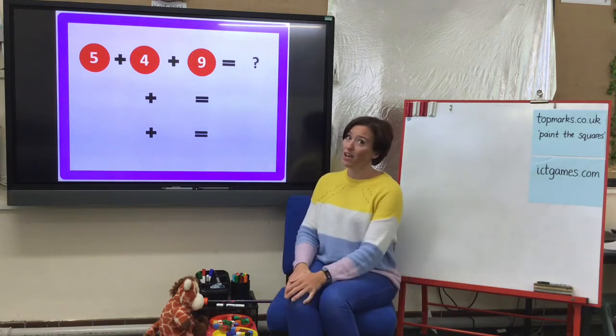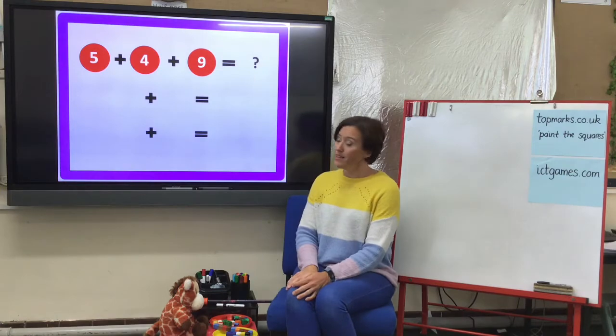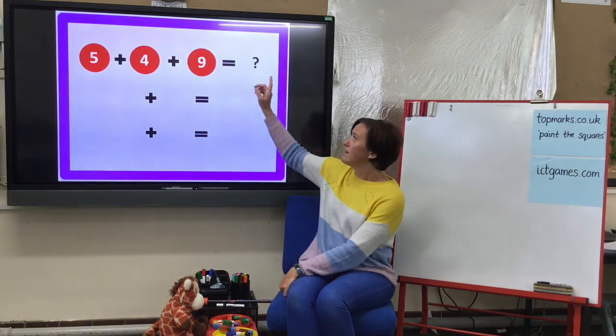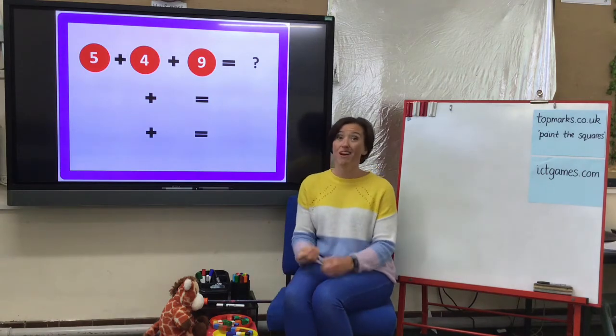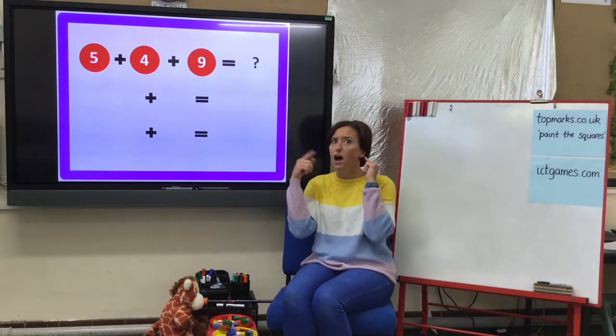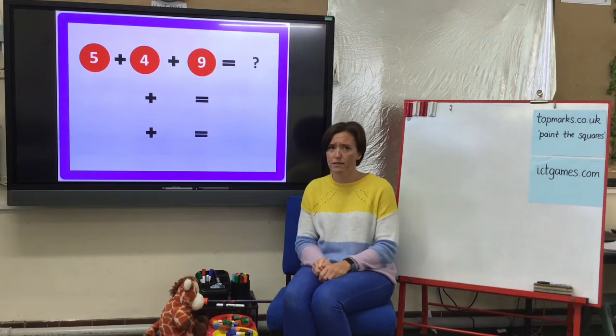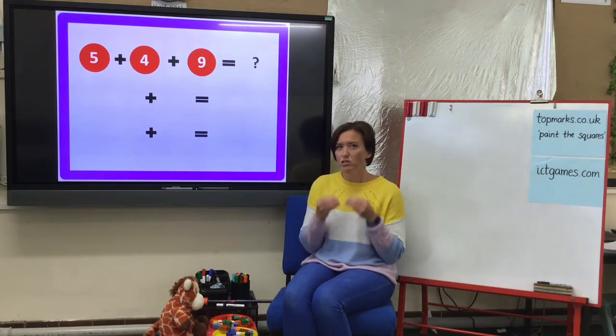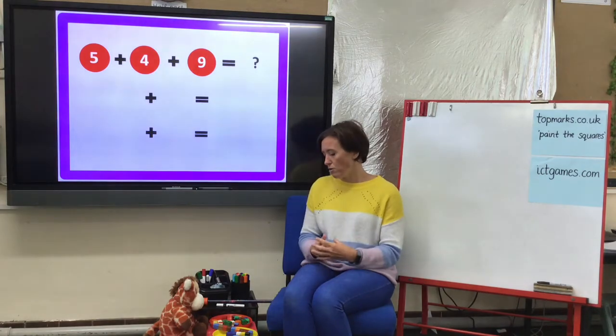So let's have a little look at the first calculation. This one says 5 add 4 add 9. Okay, now already some of you might be thinking in your head of a way that you could do that. You might be able to see that already. But actually, that's a bit trickier than just adding 2 numbers together. So we're going to start by looking at what equipment we could use.